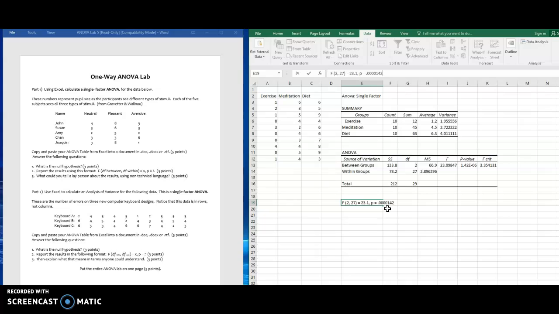And then the third question, what could you tell a lay person? That's the tricky part. If we can reject the null hypothesis, that means we can say something significant happened. But it doesn't mean that the alternative hypothesis is proven correct. So we just need to be careful how we word things when we're explaining what we see. In this case, we see a very significant difference between the three groups.